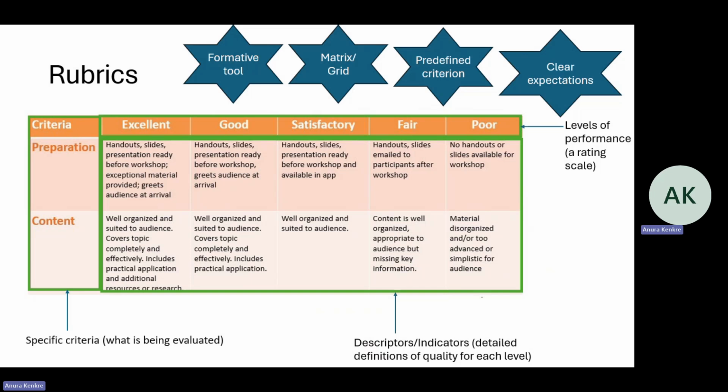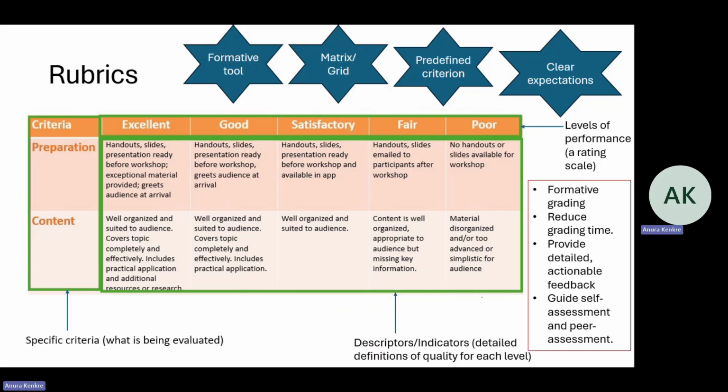In that case, you can't grade them as poor or simply fair because they had it ready before the workshop. They did not simply email it to the participants or just forget about it. But at the same time, it was not exceptional either. And they also did not keep in mind that during a workshop, you're supposed to greet the audience in person. So that way, I would grade the student as satisfactory, but not good or excellent, neither fair or poor. So you are supposed to read the descriptor or the indicator and then give a certain level of performance, that is, rate them.